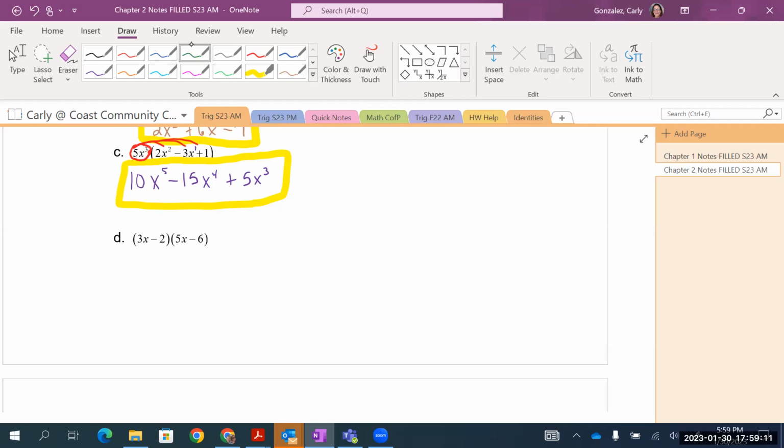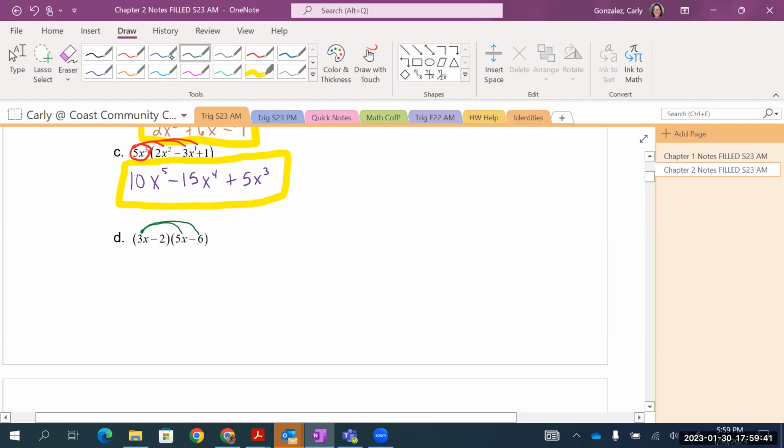I like to think of it as 2 teams giving high fives to one another, like on a soccer field, a kid's soccer game at the end. So really, it's that this term right here has to high five or multiply by each term in that other team. So the 3x will end up multiplying by the 5x and by the -6.